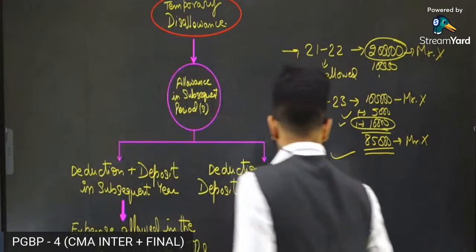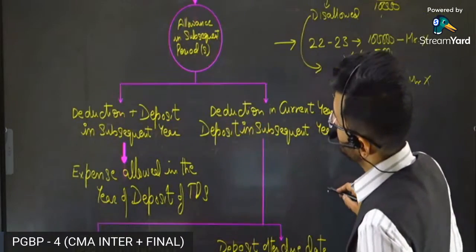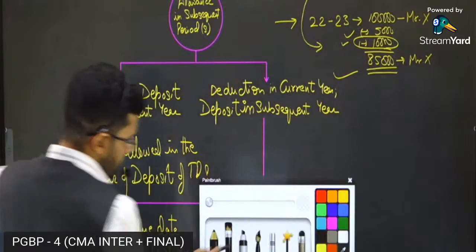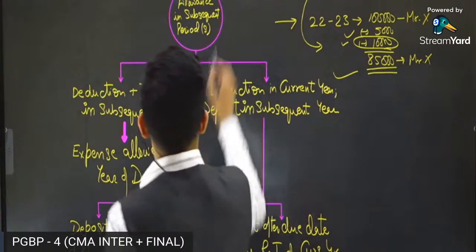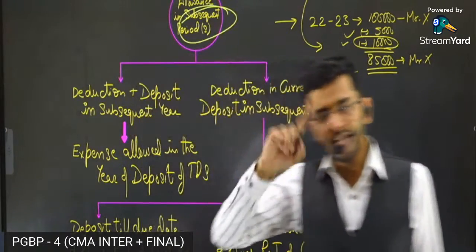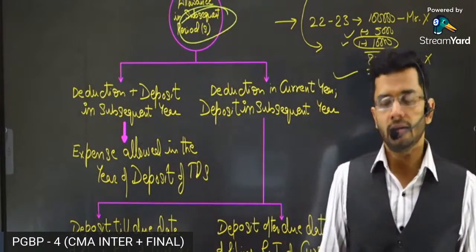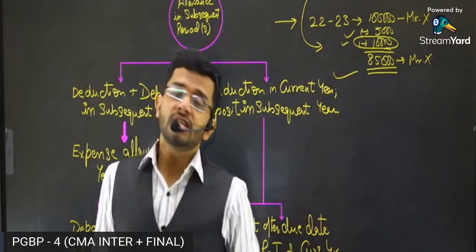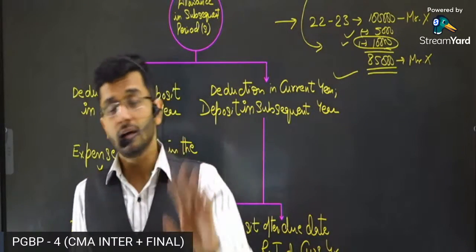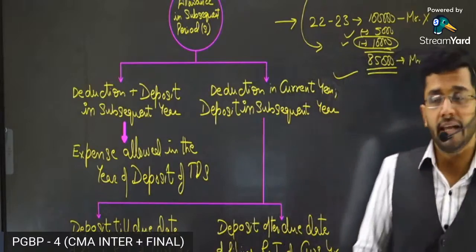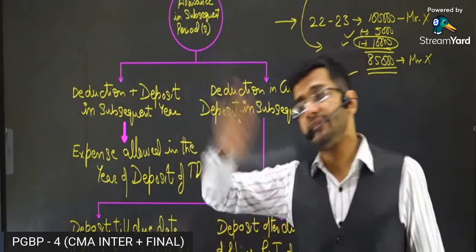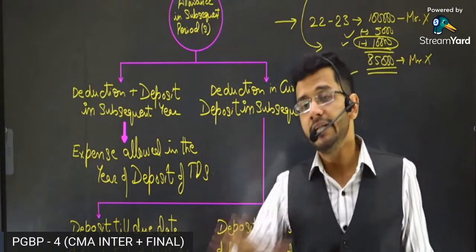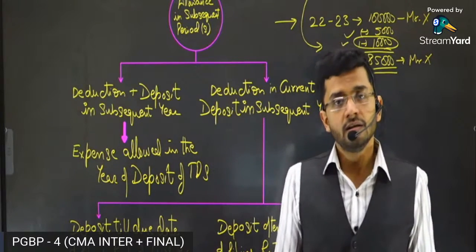Okay, sir, got it. So let's now move on to the allowance in subsequent period. Allowance should be made in the subsequent period. Whenever you deduct and deposit TDS in the subsequent period, then you get allowance for the expenditure which was incurred in the previous year. So in the current year, two allowances can be taken: one of the expense of the current year, second of the expense of the previous year. Both expenses can be allowed as a deduction in the current year if you make TDS payments in the current year. That is the concept.